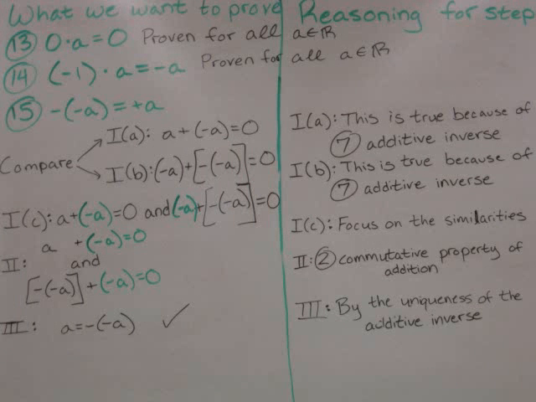To the next one, which says the negative of negative a equals positive a. I want to start by comparing two different equations. The first one says that a plus negative a equals 0. This is true because it's the additive inverse. But the second one, negative a plus the negative of negative a, equals 0. Again, this is the additive inverse. Now I want to just focus on the similarities between these two. The way I'm going to do that is I'm going to use the commutative property of addition and line them up. So I can see that negative a is the second term in both of those equations. They both equal 0. The only difference is that the a and the negative of negative a are added to that negative a and they get 0.